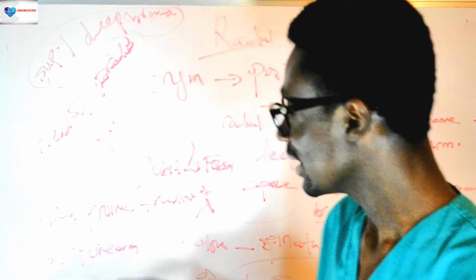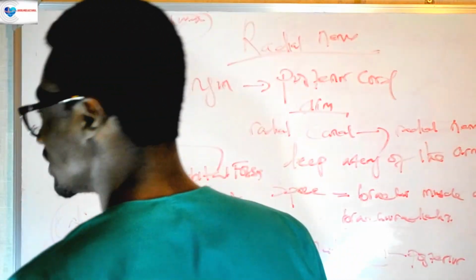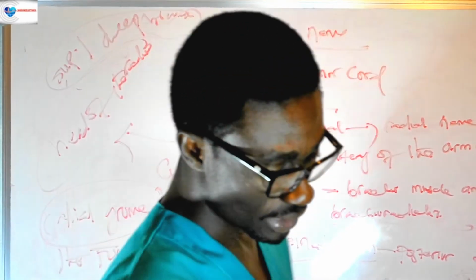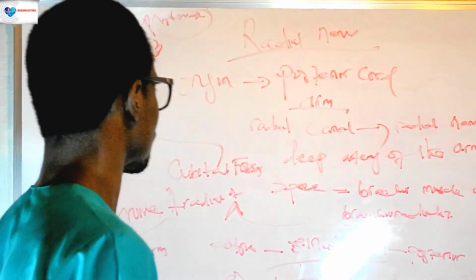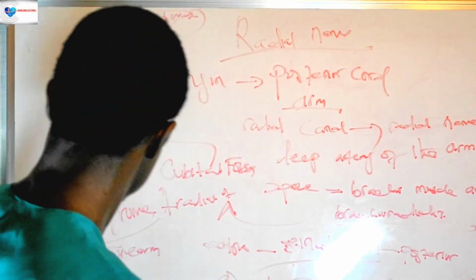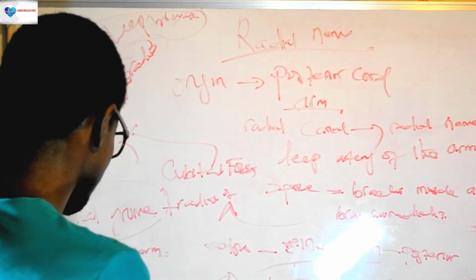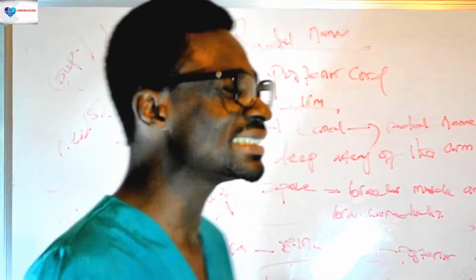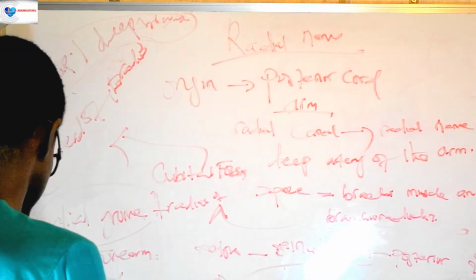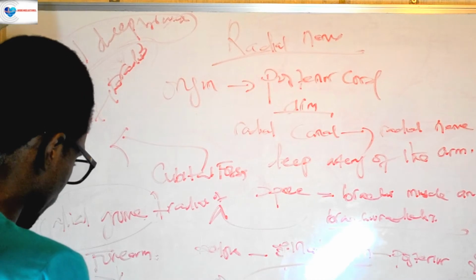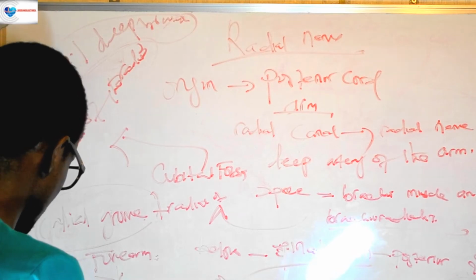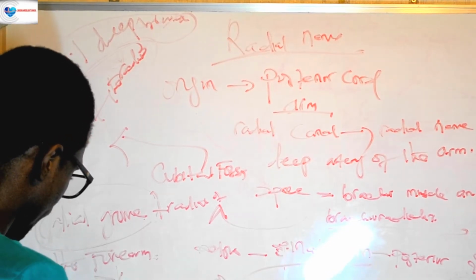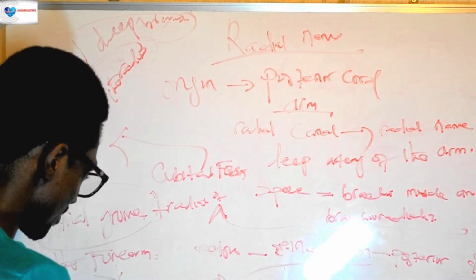Okay now, these particular branches, after running, it goes to the dorsal surface of the hand, guys. It goes to the dorsal surface of the hand, where it divides into the dorsal digital nerves. This is the dorsal surface. And then there it divides into the dorsal digital nerves.